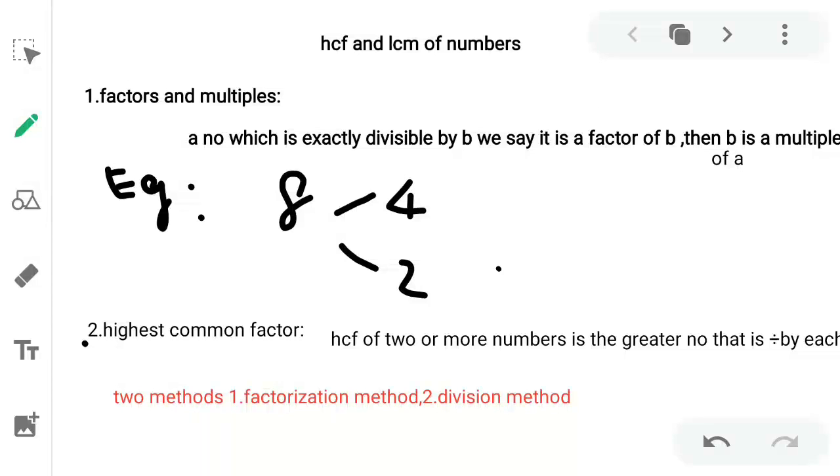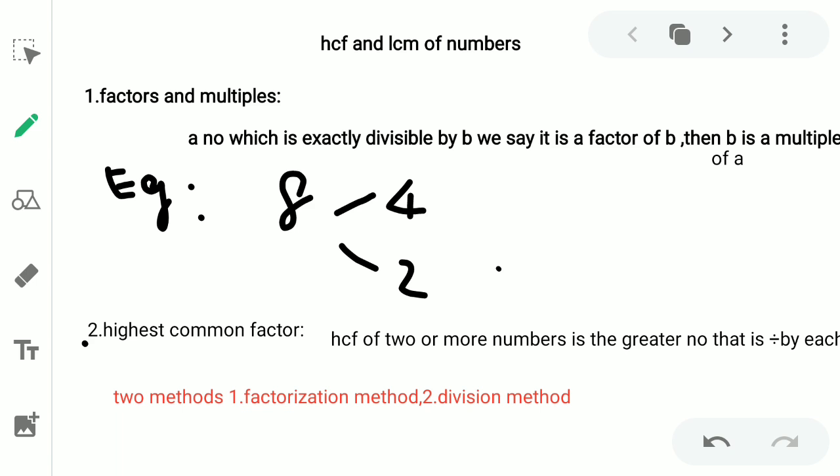Next, the second chapter is HCF and LCM of numbers. This first one is factors and multiples. If a number a is exactly divisible by b, we say a is a factor of b, then b is a multiple of a. Here I have an example, 8. 4 twos are 8, and 2 and 4 are exactly divisible into 8, so 2 and 4 are factors and 8 is their multiple. That is the meaning of this.